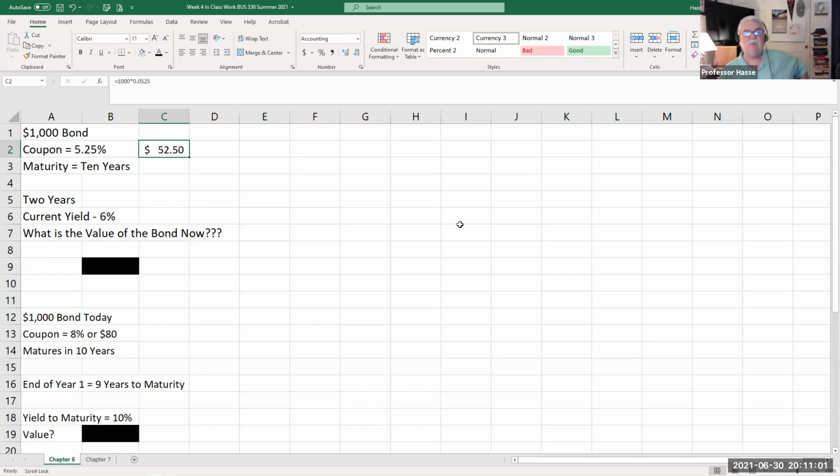And let's say this bond is maturing in 10 years. In other words, the company's going to go to the public markets and borrow $1,000 from each person or each entity that wants to lend them the money. In return, they have to cut them a check every year for 10 years for $52.50. Then at the end of 10 years, they have to pay back the $1,000.